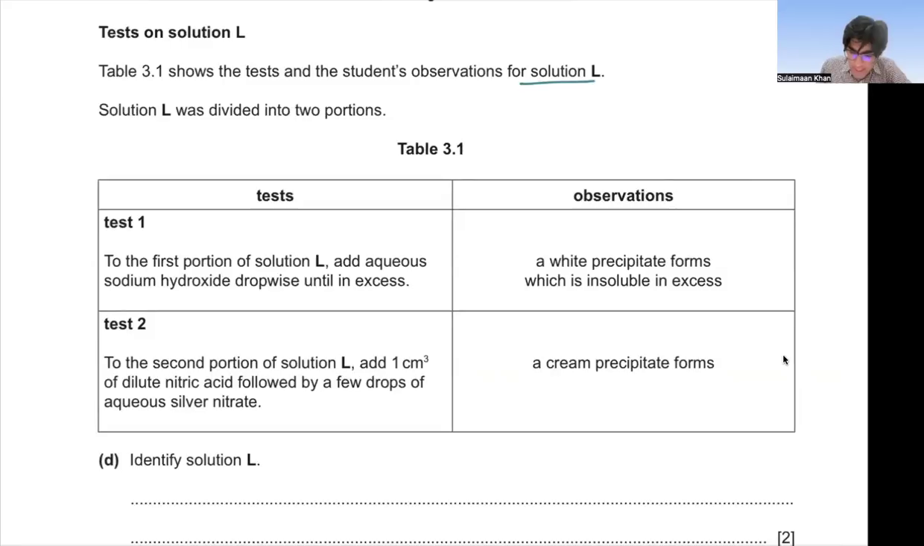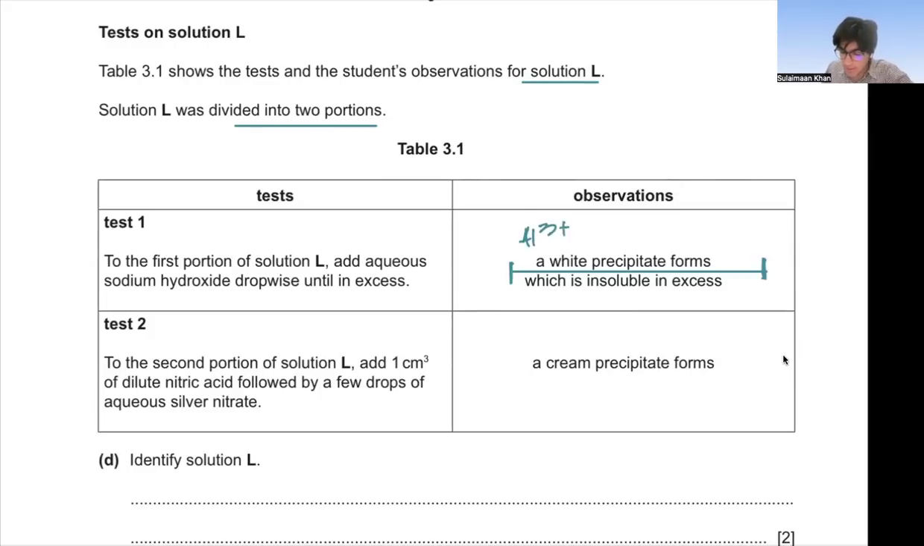Now we have solution L, which is divided into two portions. Why would it be divided into two portions? Because this person may want to perform two separate tests. To the first portion, he adds sodium hydroxide dropwise until in excess. A white precipitate forms. What does this indicate? Dropwise, when you add it dropwise, a white precipitate forms.